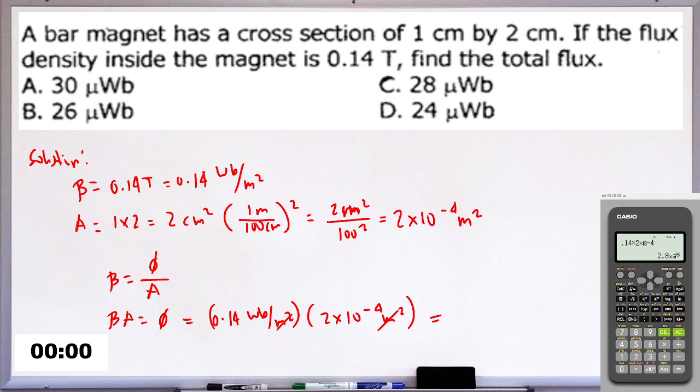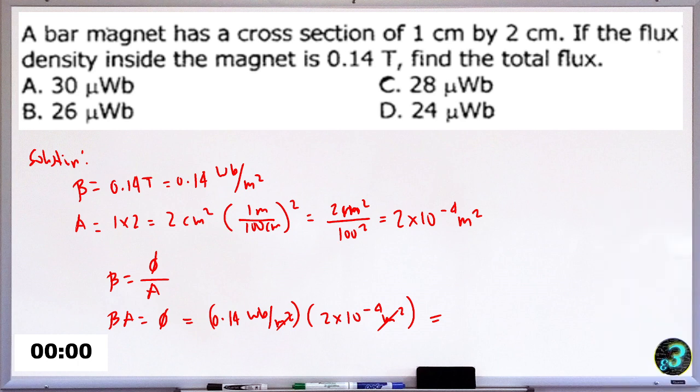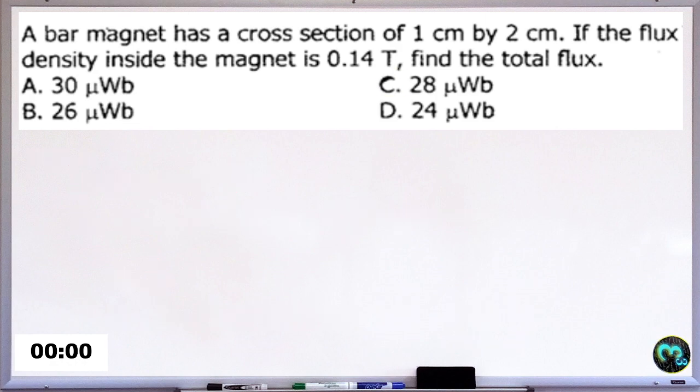Pero dito naka SI prefixes ito. So using your calculator, i-push lang yung ENG na keypad, no? ENG, so that will become 28 times 10 to the power of negative 6. So 28 times 10 to the power of negative 6. This is now Weber. Ito siya, this is micro. So our answer will be 28 micro Weber. Yan. So letter C. Okay. Next.